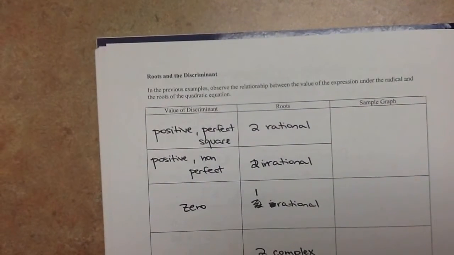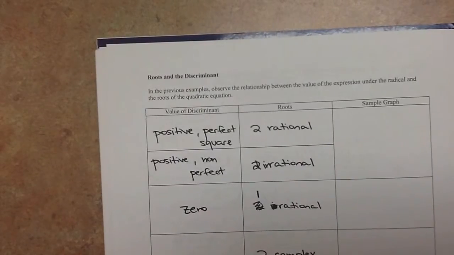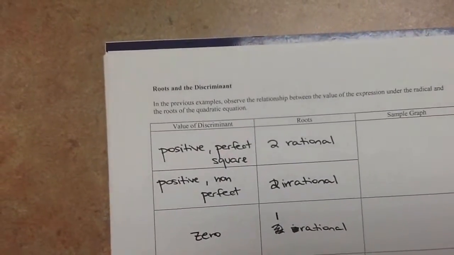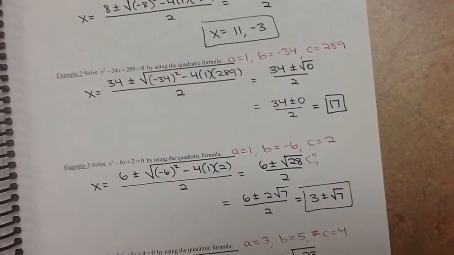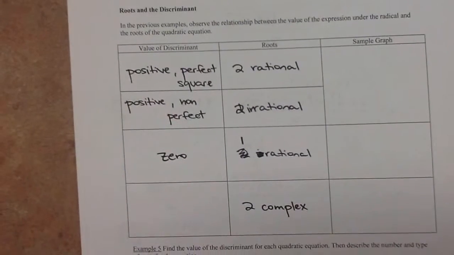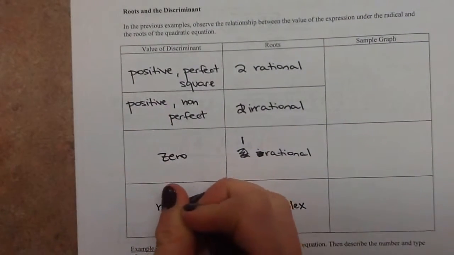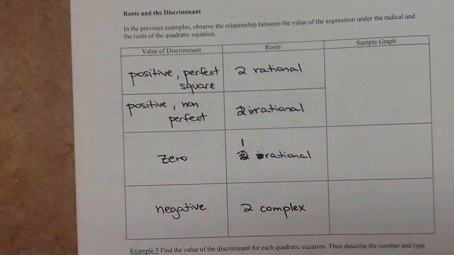Okay, so that's what I mean when I say non-perfect. It's not a perfect square the way that other example was. And then finally our complex answers. The reason these came out to be complex is because I had a negative under the square root for that last example. So if my discriminant is negative, I am going to come up with two complex answers.